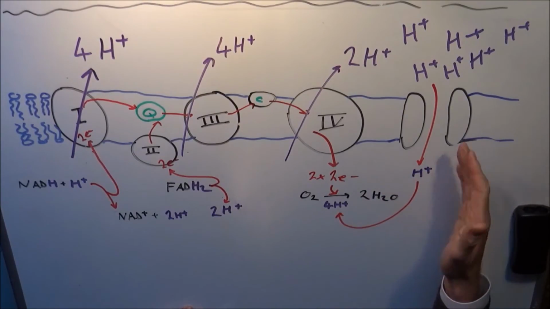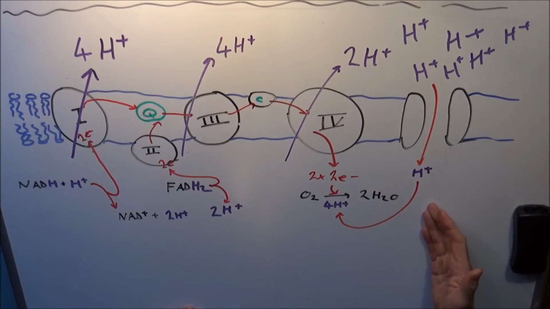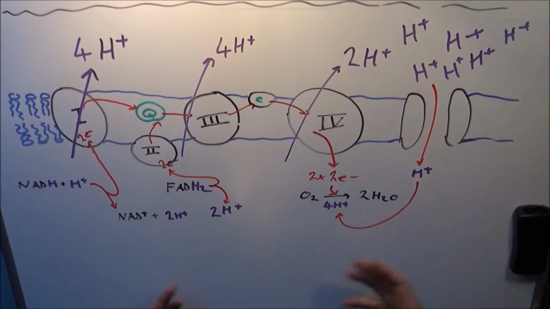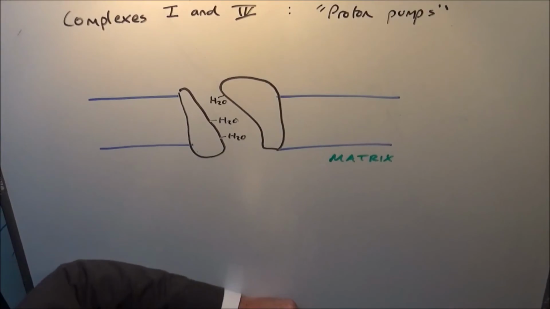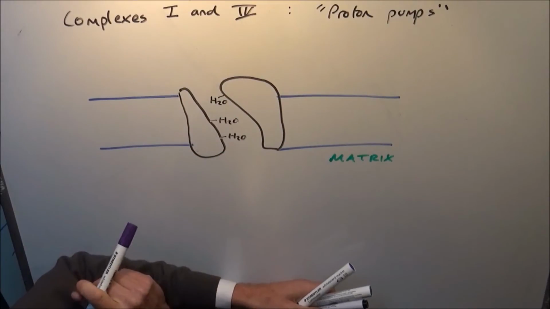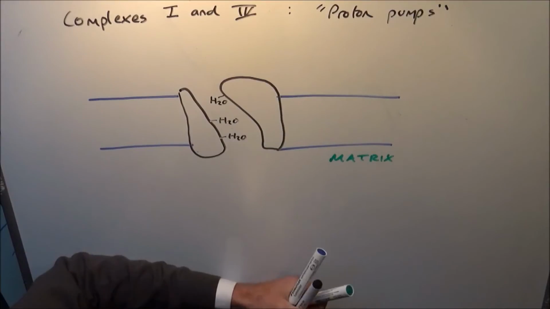proteins. They allow H plus ions to flood down the concentration gradient back into the matrix, but the energy isn't used to make ATP. Instead, it's just dissipated as heat and it warms them up. Just going to show you how the proton pumps at complexes 1 and 4 are believed to work. The proton pump at complex 3 works in a slightly different way.